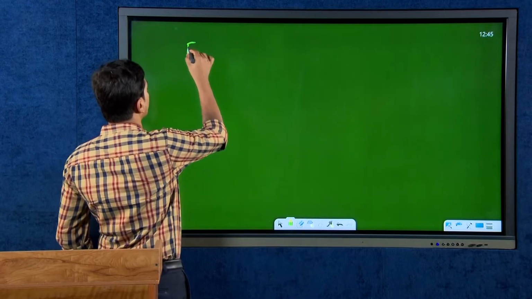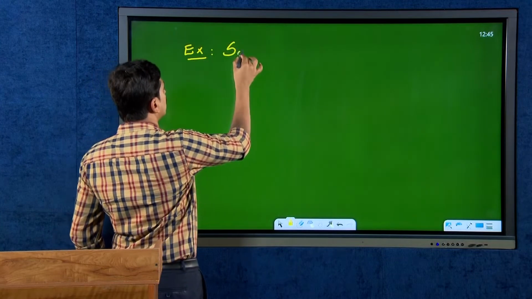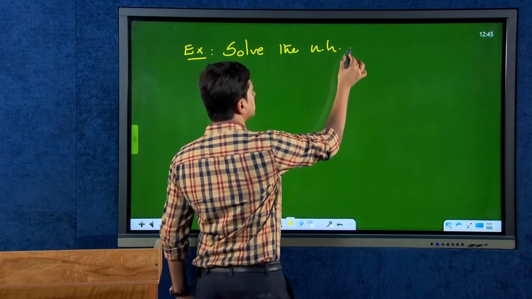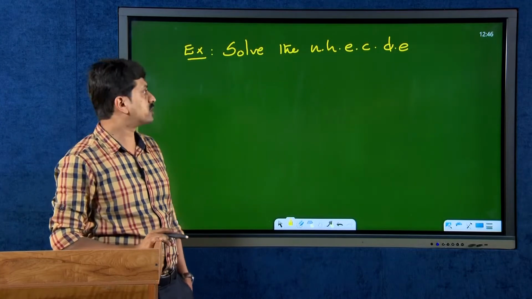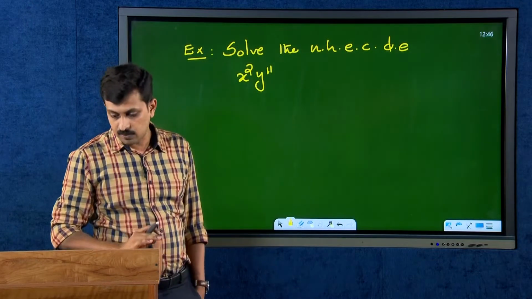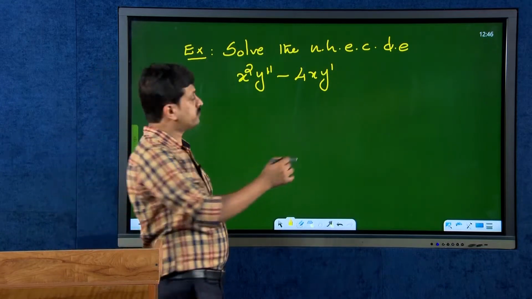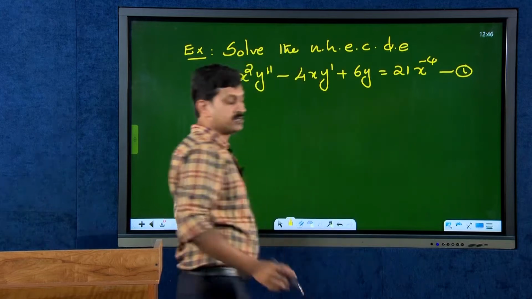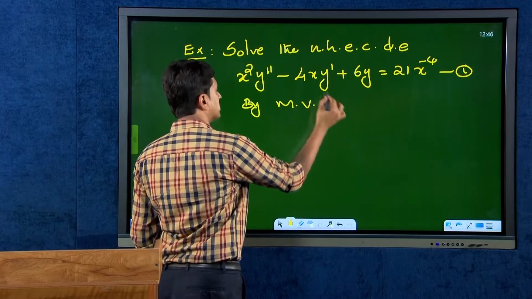Solve the non-homogeneous Euler-Cauchy differential equation x square y double dash minus 4xy dash plus 6y is equal to 21x raised to minus 4. This is our equation 1, by the method of variation of parameters, MVP.